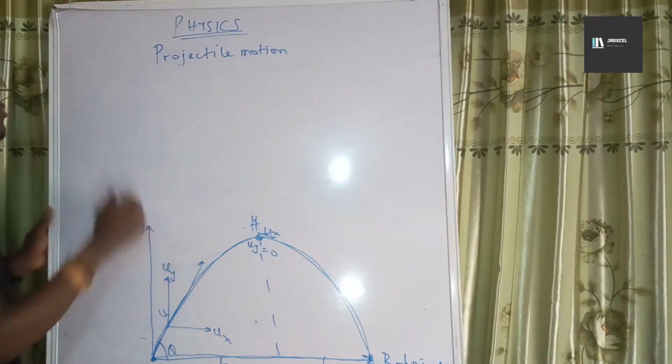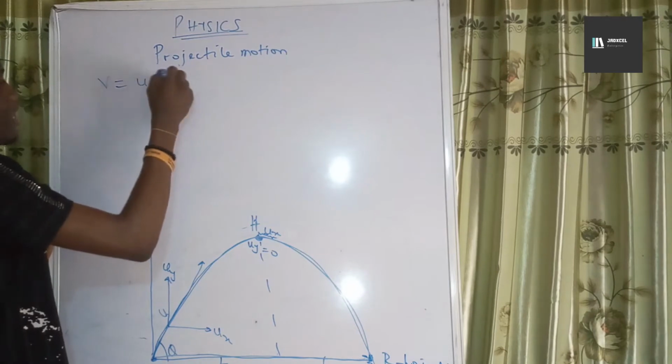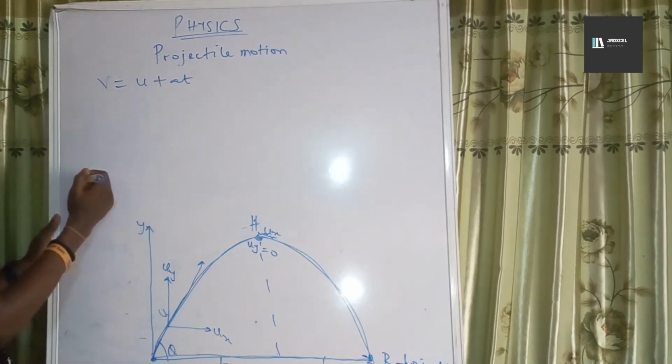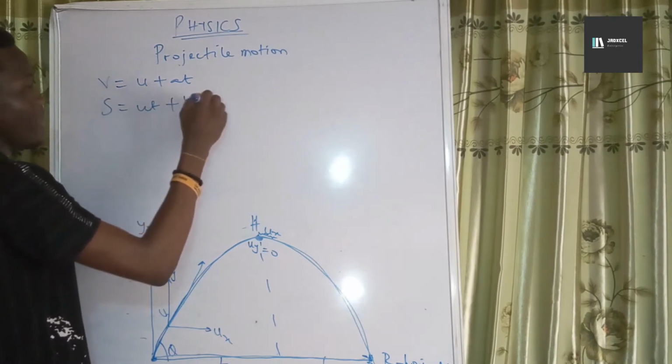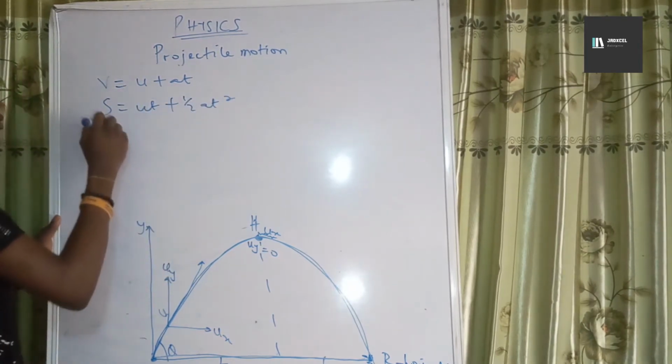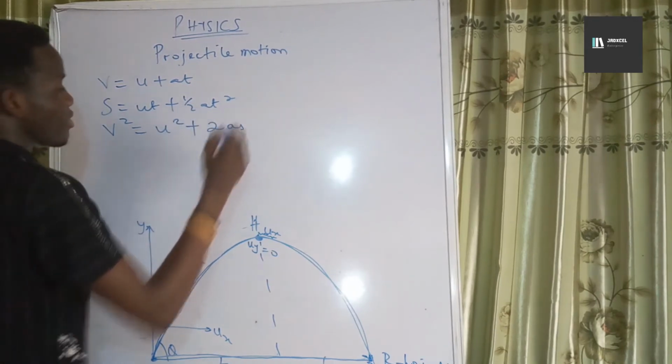We have our equations of motion. The first equation of motion, v is equal to u plus at. This is for linear motion. The second one, s is equal to ut plus half at squared. The last one, v squared is equal to u squared plus 2as.